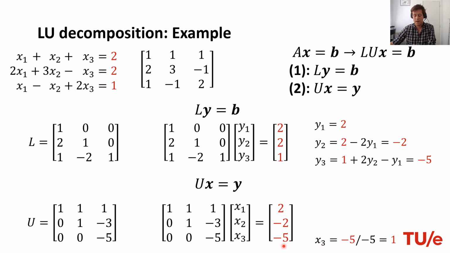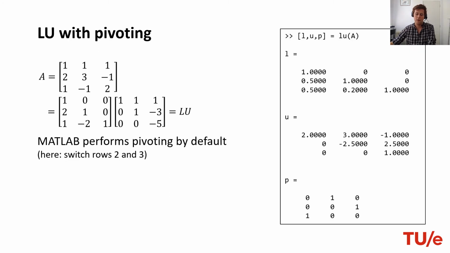So x3 is minus 5 divided by minus 5. x2 is minus 2 plus 3x3, which is 1. And for x1, well, we have 2 minus x2 minus x3, which is equal to 0. So with relative ease, we were able to solve this system for a different right-hand side. And that's kind of the power of LU decomposition.